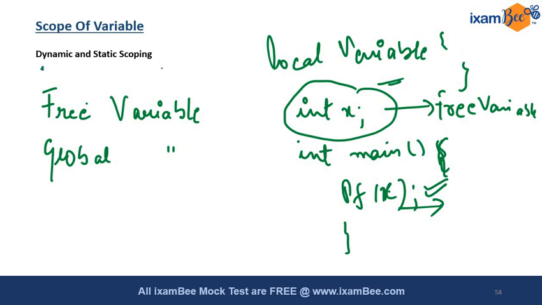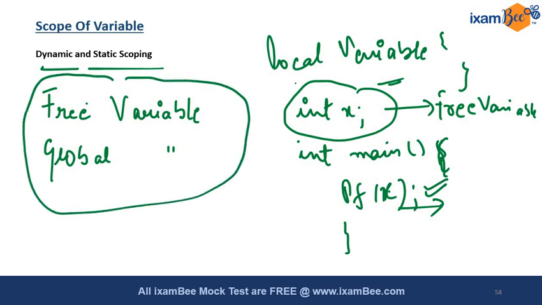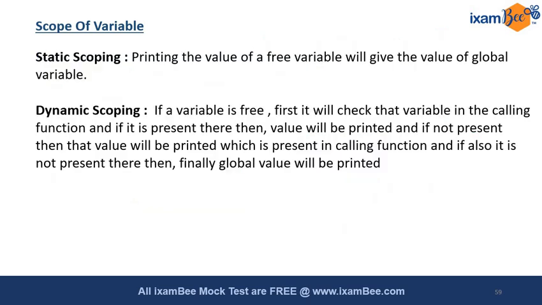So while discussing dynamic and static scoping, we should understand the free variable and the global variable as well as the local variable. Now we are going to understand the free variable and global variable with respect to static and dynamic scoping. Static scoping means that printing the value of the free variable will give the value of the global variable. So if we are using static scope, whatever variable is free will be printed because it will be treated as the global variable.